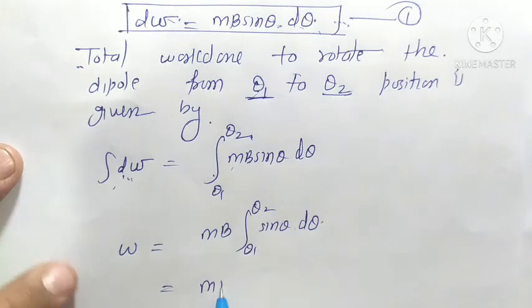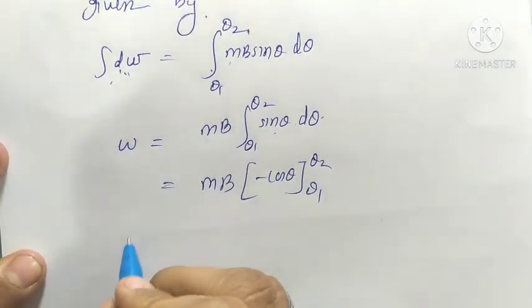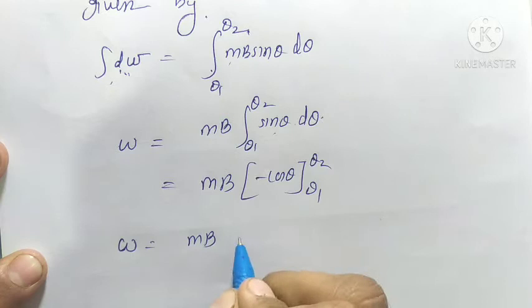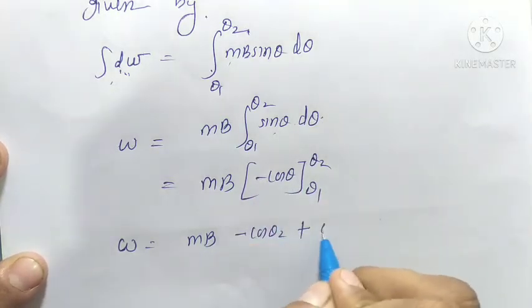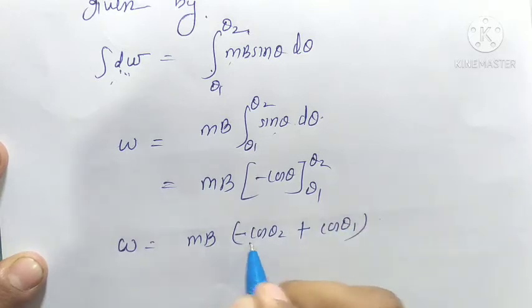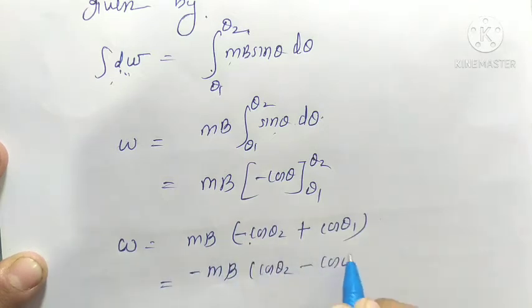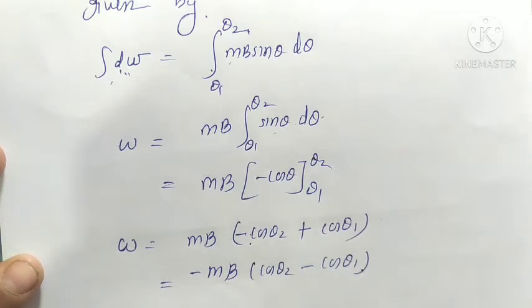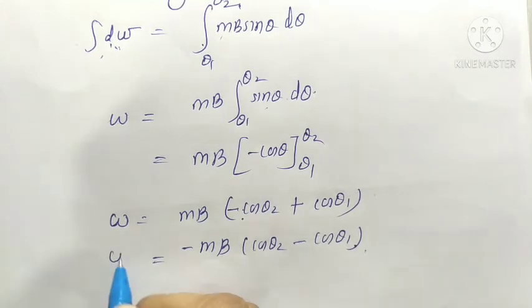Okay. So the integral of sin theta is minus cos theta, from theta 2 to theta 1. So W is equal to mB times minus cos theta 2, and minus and minus finally becomes plus cos theta 1. So we take minus common here: mB (cos theta 2 minus cos theta 1). So this is the value of work done, W.